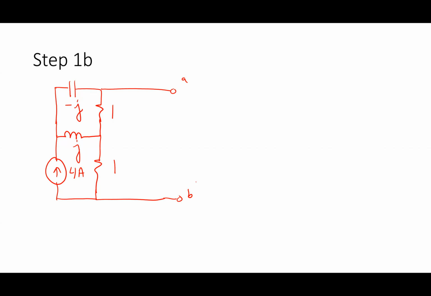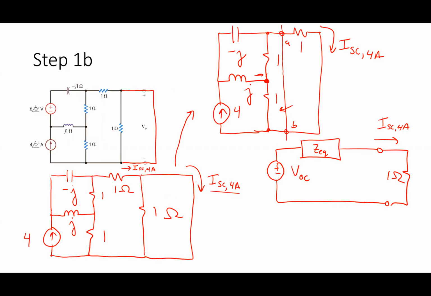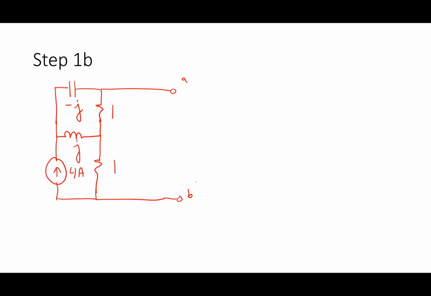Say that again. I took the 1 ohm off because I said I want to find a Thevenin equivalent looking to the left of that line. Okay, so what do I do now? Can I start combining impedances? I can start combining impedances here. Yeah, so how do I start combining those impedances here?